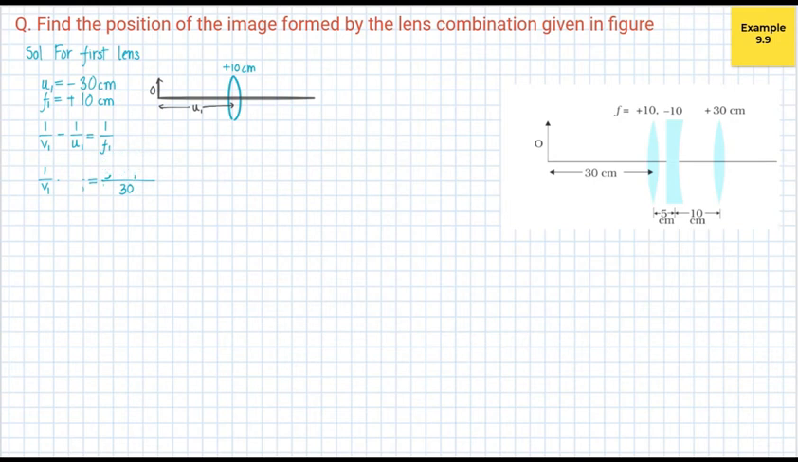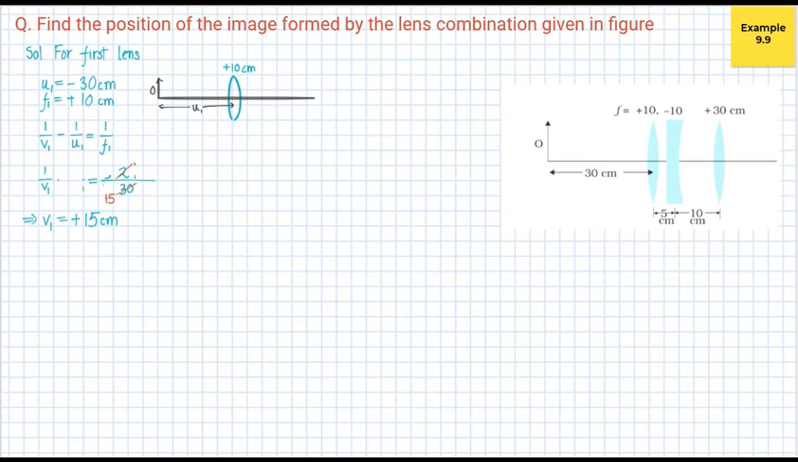Fine. Now I can cancel this 2. 2 ones are 2, 15 times 2 equals 30. Fine. So how much is 1 upon V1? 1 upon V1 equals 1 by 15. Now again, by cross multiplication or by taking the reciprocal, my image distance V1 can be written as plus 15 centimeter. Right? So V1 is plus 15 centimeter.